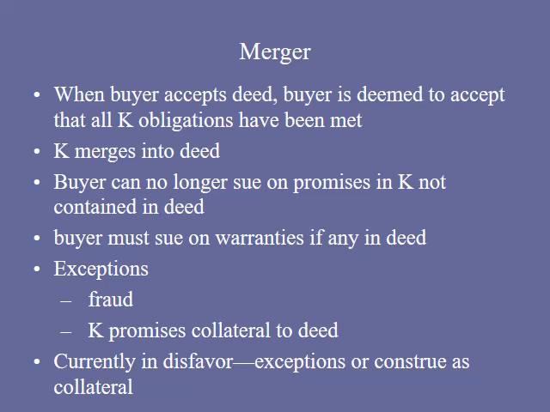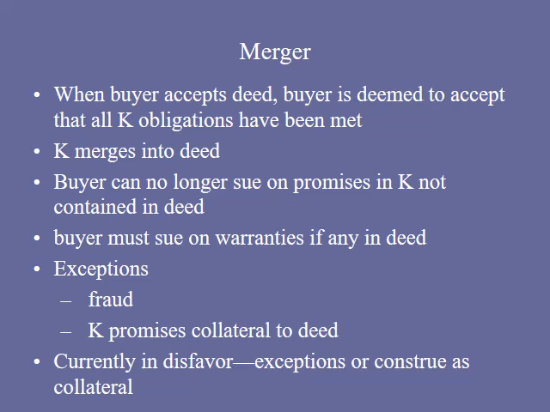Here's the merger issue. When we go to closing and the buyer accepts the deed, the buyer is deemed to accept that all contractual obligations in the purchase contract have been met. In other words, the contract is said to have been merged into the deed. The buyer can no longer sue on promises in the contract that are not contained in the deed. So the buyer must sue on warranties, if there are any, in the deed if something comes up in the future. There are exceptions to this doctrine.